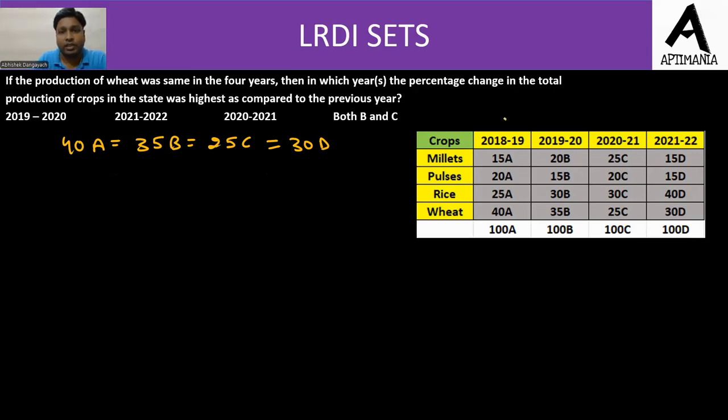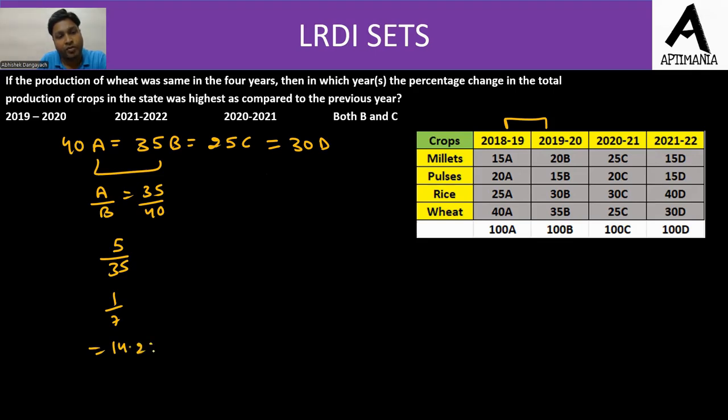So if we compare these 2 years initially, we can say that A to B comes out to be how much? 35, 40. So 35 becomes 40 in the next year. So there is an increment of 5 over 35, which is equal to 1 by 7. Which further is equal to 14.28 in terms of percentage. So this is for this particular year. If we compare these 2 years, so 35B equal to 25C, B over C from here comes out to be 25 over 35. So 25 becomes 35 in the next year. So there is an increment of 10 over 25, which makes it 40%.